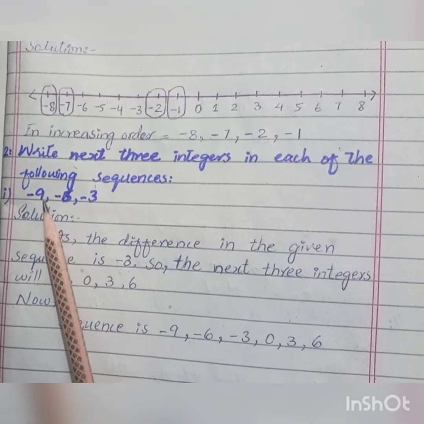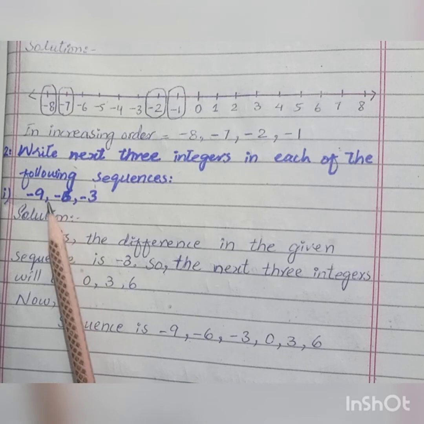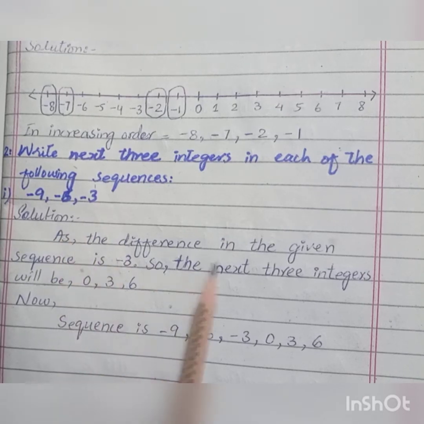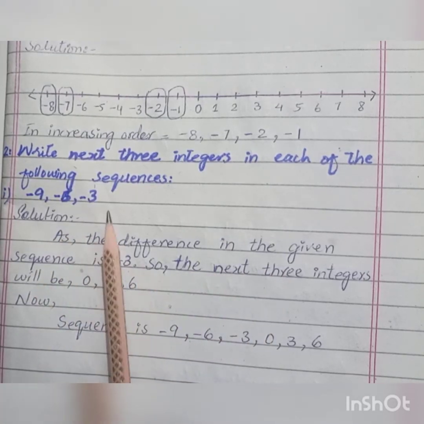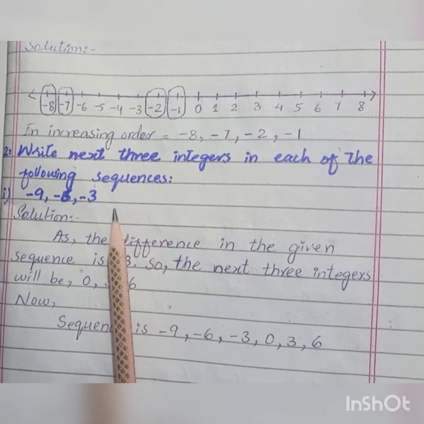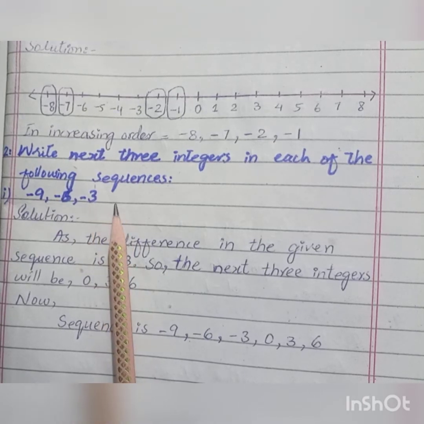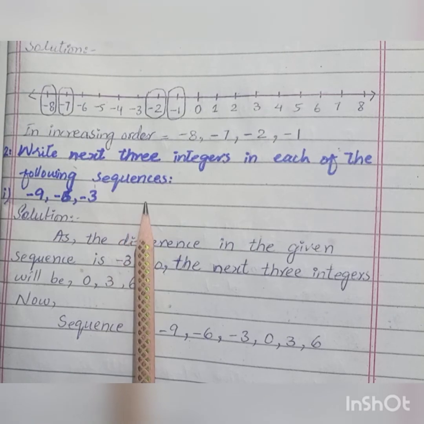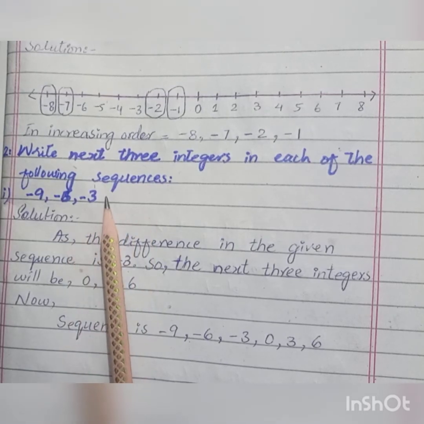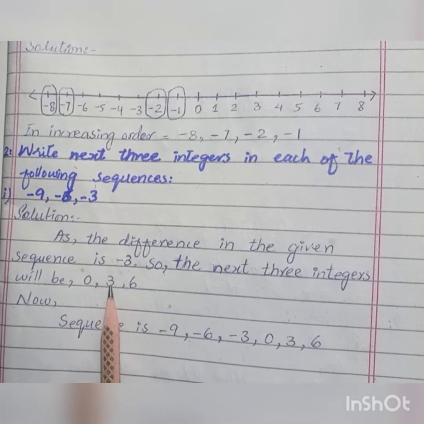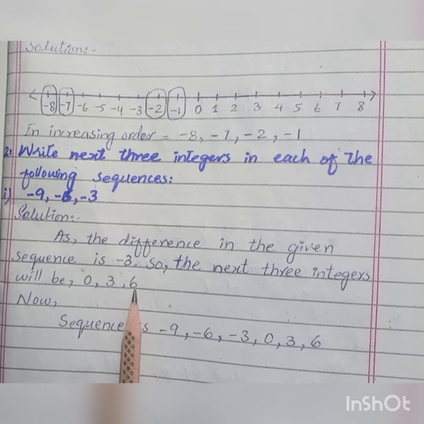Students, here you can see that the difference between minus 9 and minus 6 is 3, and also between minus 6 and minus 3 the difference is 3. Now the solution is: as the difference in the given sequence is 3, the next 3 integers will also have a difference of 3. As we know, after minus 3 the next numbers will be minus 2, minus 1 and 0. So after a gap of 3 the number will be 0, with a gap of 3 the number will be 3, and with a gap of 3 the number will be 6.